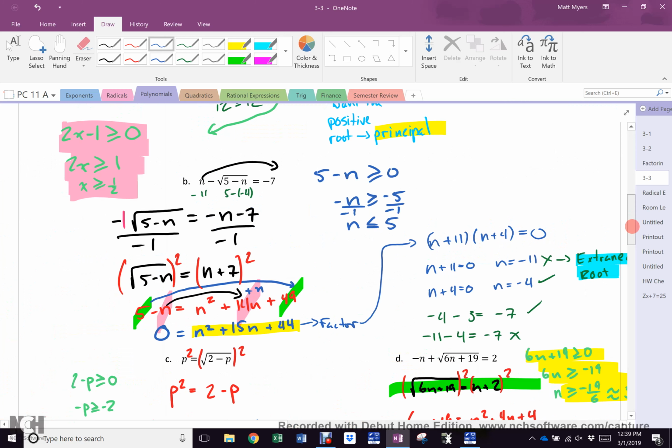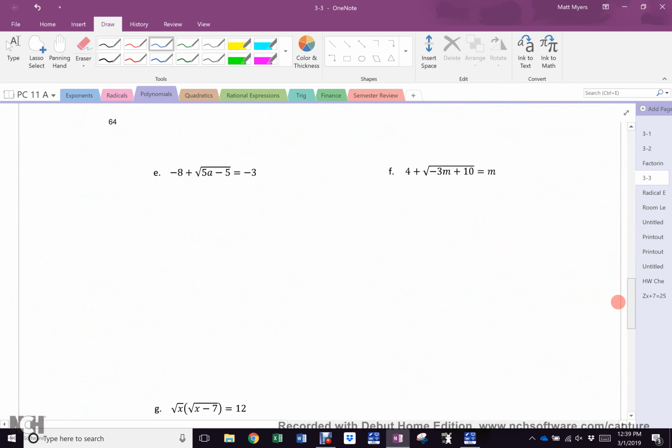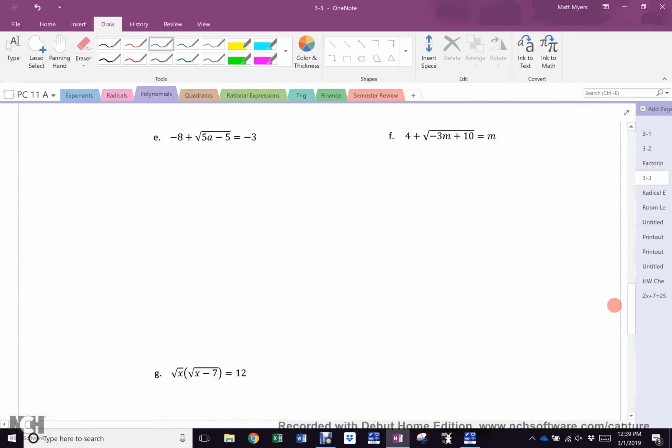All right. Look at 64, E, F, G. Does anything there look snaky? One thing there looks snaky. What is it? E, F, or G? Which one's gross? Why? Because there's 2 radicals. Right? So everybody start on E and F, give G a try.